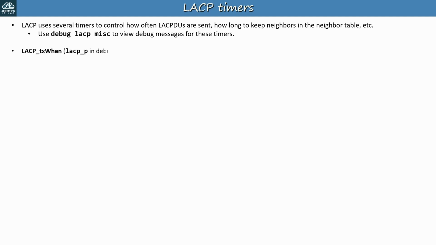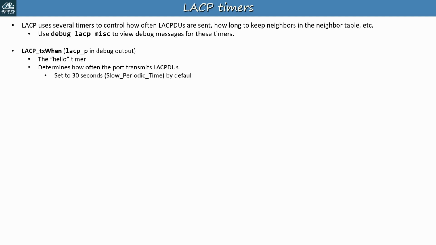The first timer is called LACP TxWhen in the 802.1AX standard, and it appears as LACP P, for LACP periodic, in debug output. You can think of this as the hello timer. It determines how often the port transmits LACPDUs. It's set to 30 seconds, which 802.1AX calls slow periodic time, by default. In debug output, this is called LACP PS, periodic slow. Generally, we call these slow hellos.